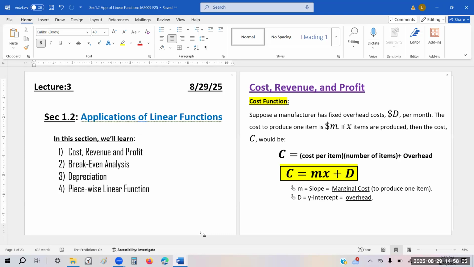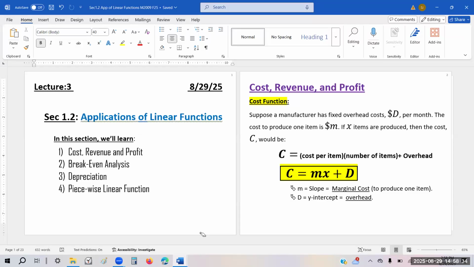Okay, more application of linear function. So in this section, we are going to talk about real life scenarios, like when you go to a job or when you open a business, you need this type of information. The first one is cost, revenue, profit. We all deal with this in our life somehow, somewhere, sometime.